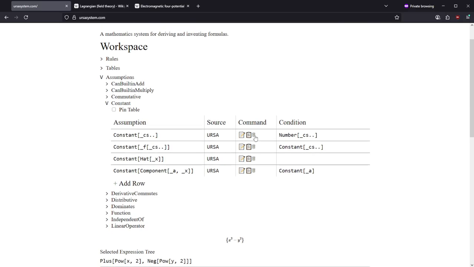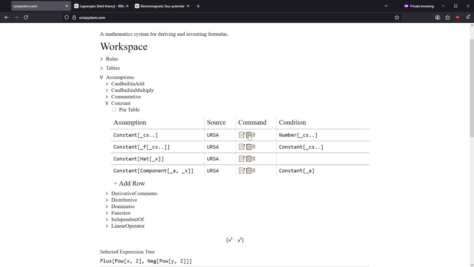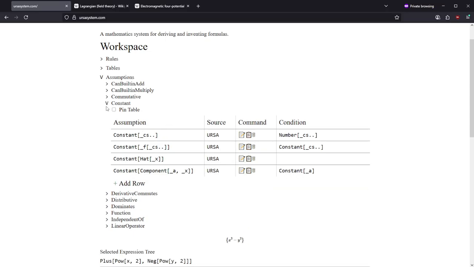And the tables have controls. So you can edit things, you can copy the definition to your clipboard, and there's a trash can for deleting things, and there's an add row button, so you can add rows through this. And so we've got these tables here.